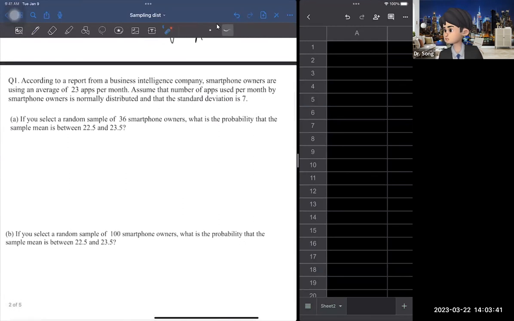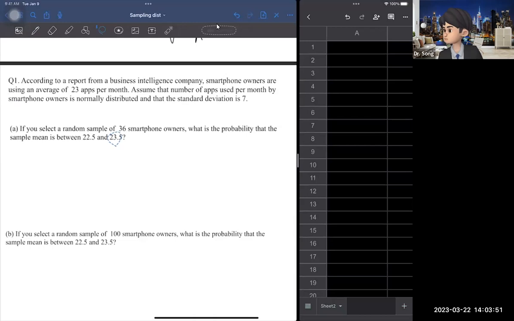According to a report from a business intelligence company, smartphone owners are using an average of 23 apps per month. So let's say the number of apps is X. We assume that the number of apps used per month by smartphone owners is normally distributed. So that means X follows a normal distribution with mean equals 23 and standard deviation given as 7. Now, given this situation, take a look at the first question.